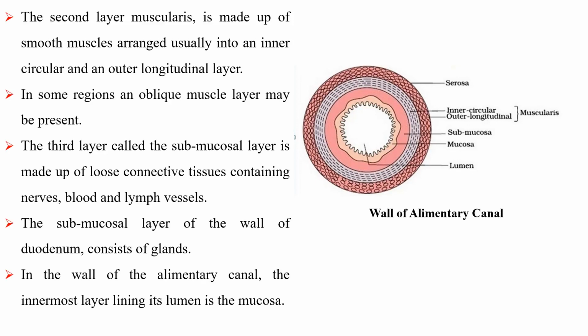The second layer, muscularis, is made up of smooth muscles arranged usually into an inner circular and an outer longitudinal layer. In some regions, an oblique muscle layer may be present. The third layer, called the submucosal layer, is made up of loose connective tissue containing nerves, blood, and lymph vessels. The submucosal layer of the wall of the duodenum consists of glands. In the wall of the alimentary canal, the innermost layer lining its lumen is the mucosa.